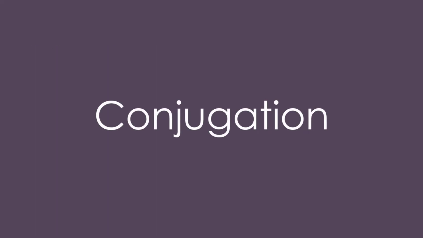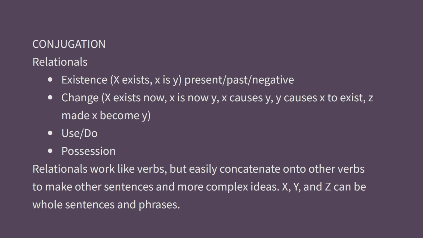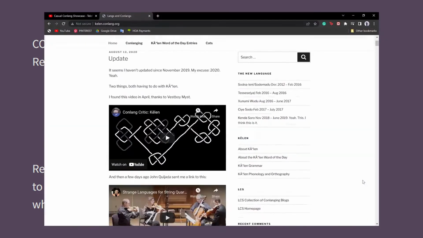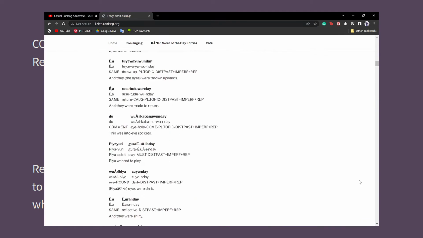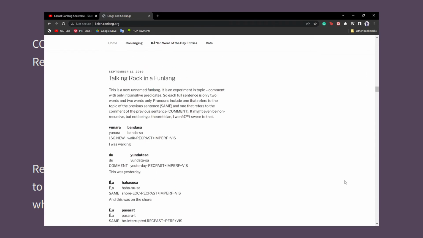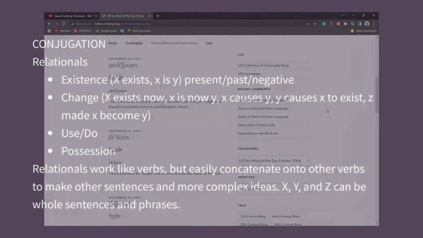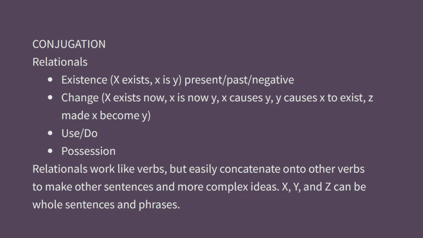Now let's talk about some conjugation. As per Kelen-y, which if you haven't heard of it, please go look it up. The creator of Kelen-y is a very talented linguist lady. It has these words called relationals, and they basically act as verbs, but not exactly. So you put them at the end of a sentence, and then they change the relationship between the other words in the sentence. There are four types of relationals in Sealtongue.